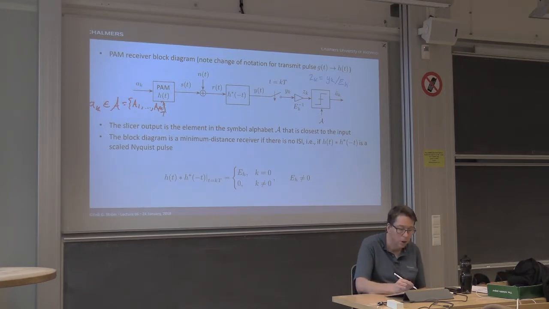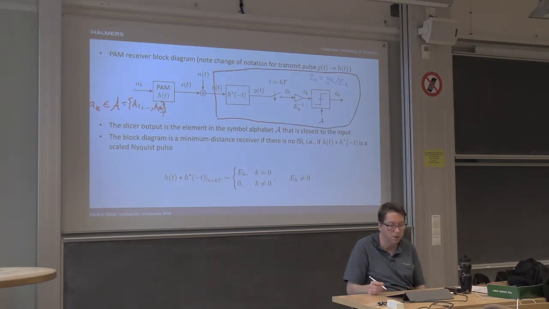Okay, so this part to the right here is a minimum distance receiver if the following condition holds. That is that there is no intersymbol interference in this scheme. So how do we check for intersymbol interference? Well, we take the transmitted pulse, we convolve that with the receiver filter impulse response, which is now matched to H. And then we know from previously that for K equals 0, this is equal to the energy of H. That's true for any pulse.